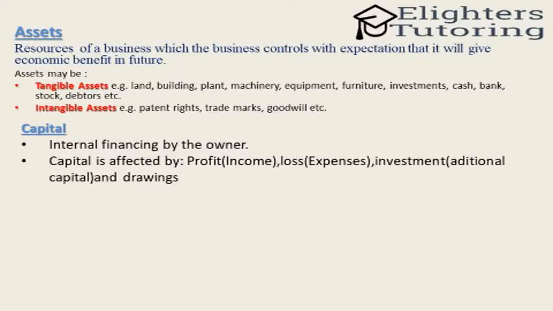We have items that affect capital. One is profit or income. This has the effect of increasing the capital. Whenever there is income or revenue earned in a business, or a profit, it increases the capital. Another item that affects the capital is loss or expenses. Expenses have the effect of reducing the amount of capital that exists in the business. So if there is any expense or any cost involved in a business, it has the power of reducing the capital.